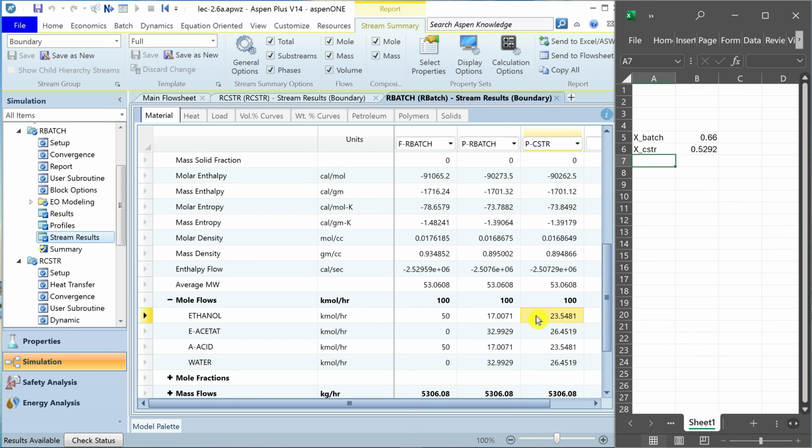In case of CSTR, when fresh feed enters the reactor, it immediately mixes with the reaction mixture, therefore suddenly drops the concentration of the reactants. Whereas in case of batch reactor, the reactant concentration drops gradually over the period of time. So higher concentration of the reactant means higher reaction rate, and higher reaction rate means higher conversion. So the higher concentration in case of batch reactor leads to 66% conversion in comparison to 53% conversion in case of CSTR.